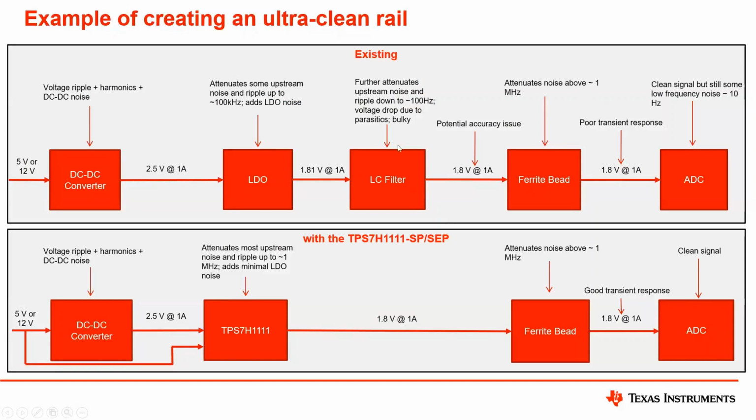The second thing to look at is that it will help with your transient response, any type of load step function, whether it's from an off state to an on state or from a low power state to a high power state. With passives, there's probably a less than ideal transient response. By using the 1111, you'll have something more ideal there.